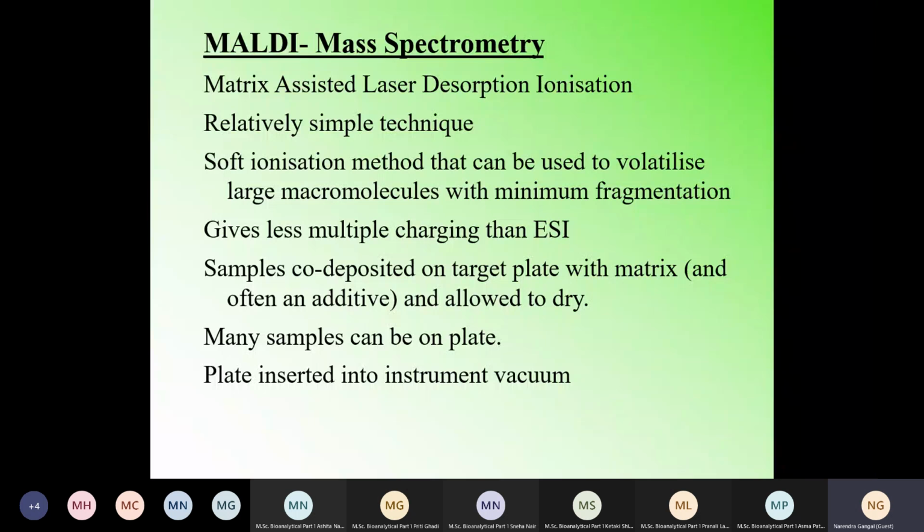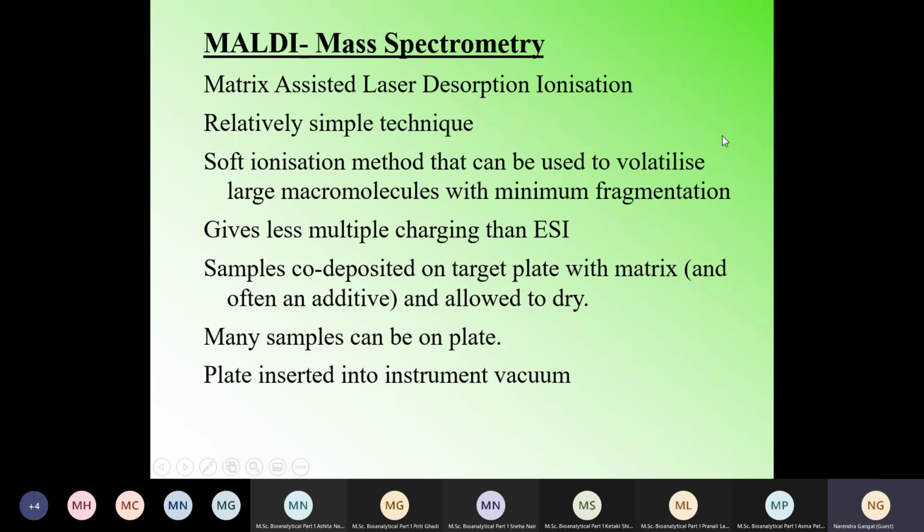So the next desorption technique which we are going to study today, which will be the last technique of ionization. We have studied EI, CI, thermospray, APCI, electrospray, FAB, and now this is the last ionization technique, which is called MALDI. MALDI is, as you can see on the screen, matrix assisted laser desorption ionization. So it's a relatively simple technique.